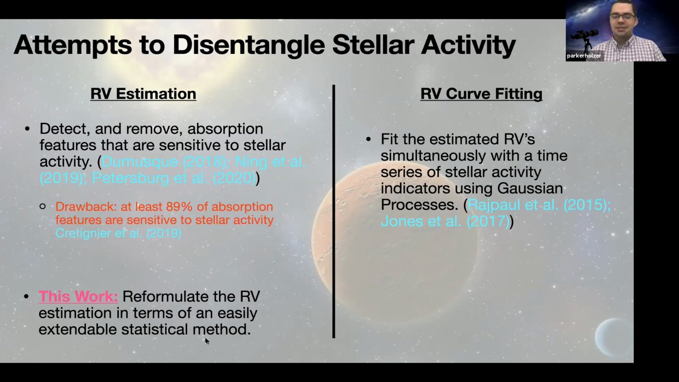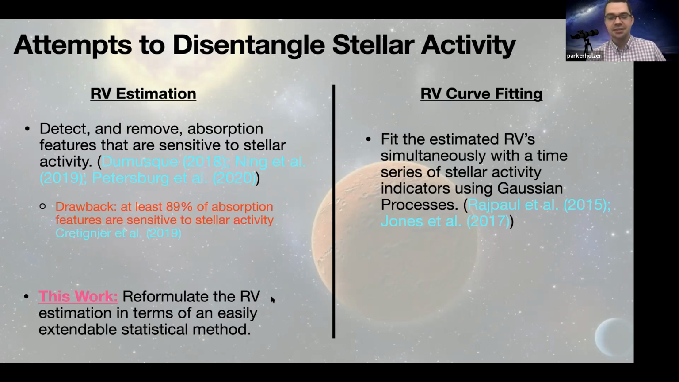And it's complicated in the sense that you can't write down the estimator for the radial velocity in closed form. And therefore, it's a little bit difficult to extend for the purpose of disentangling stellar activity. And so my research is developing a new way to get an estimate of the radial velocity from the spectrum in a way that's designed to be easily extendable with statistical methods.